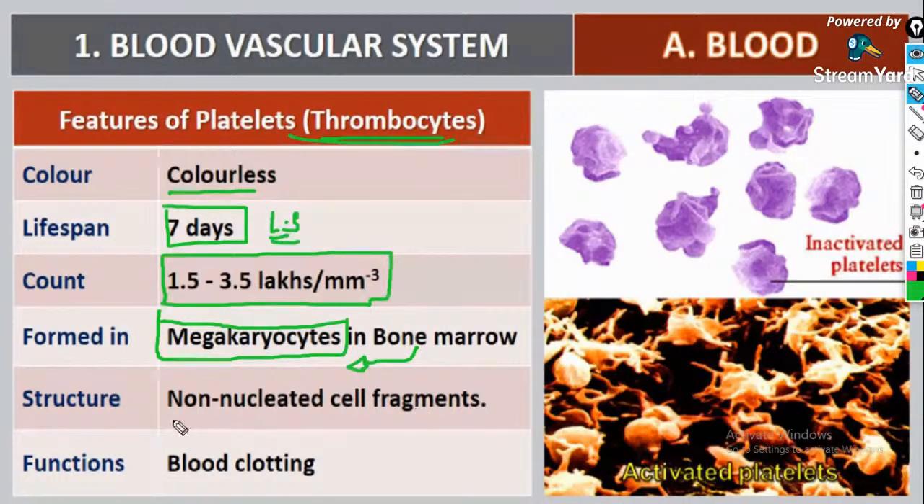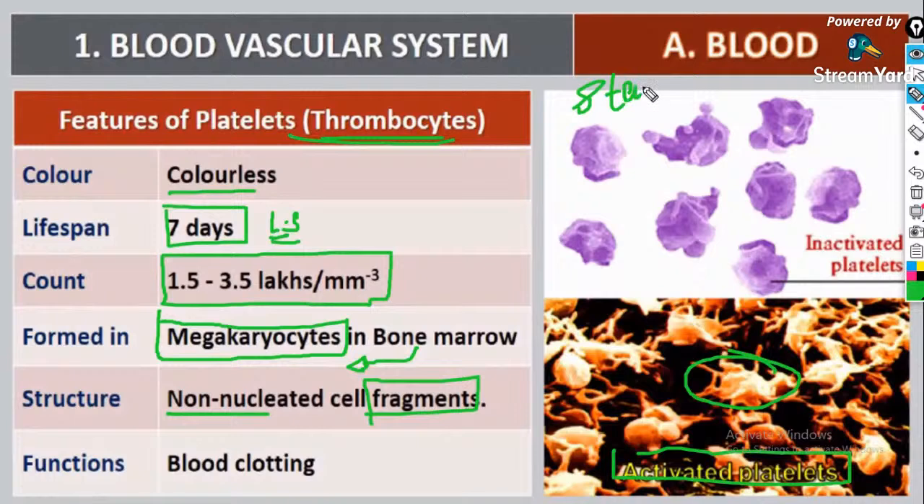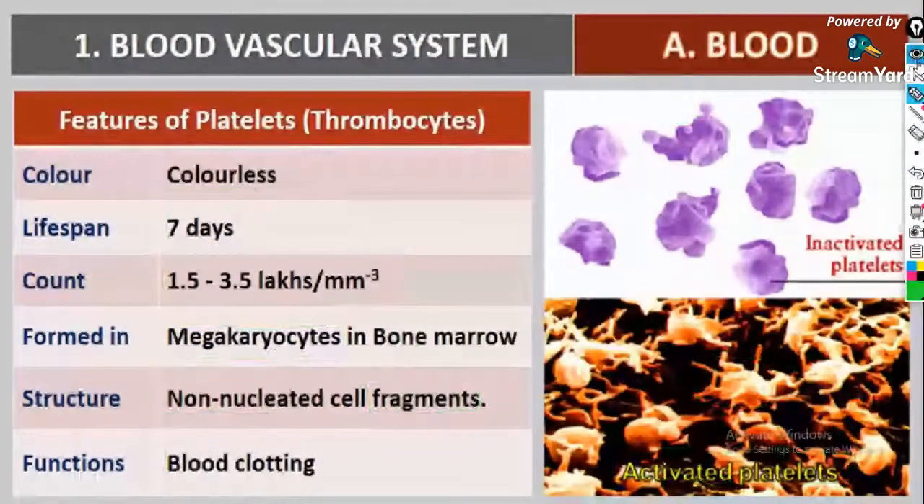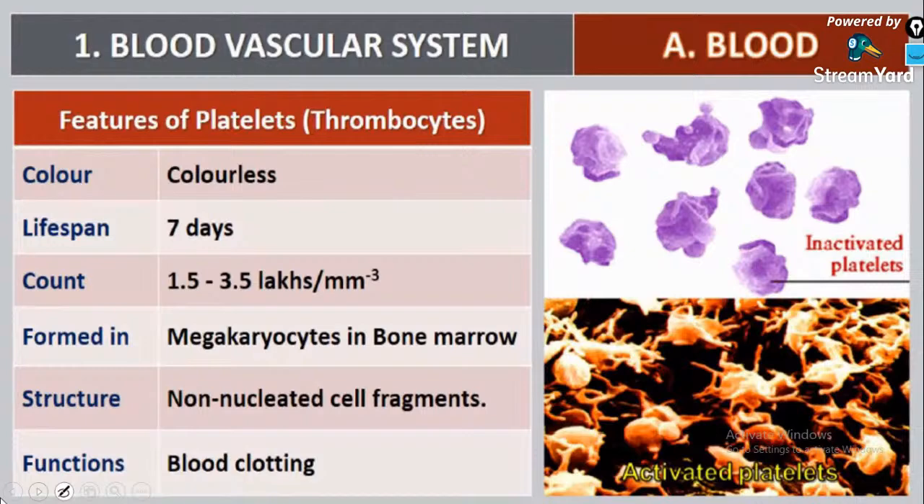They are non-nucleated cell fragments. Guys, this is the activated platelet, the actual structure of the platelets. This is the inactivated platelet, appearing violet in color because of the stain. The main function of platelets is to help in blood clotting. So, a summary of all three blood components: RBC helps in the transport of oxygen, WBC helps in the defense mechanisms of the body, and platelets help in blood clotting, blood coagulation.